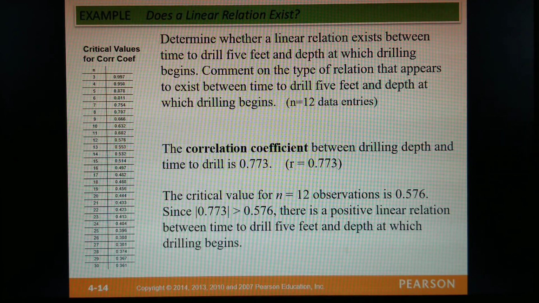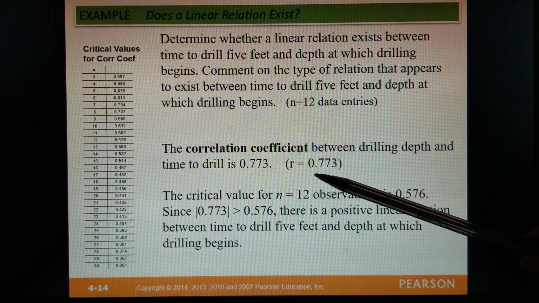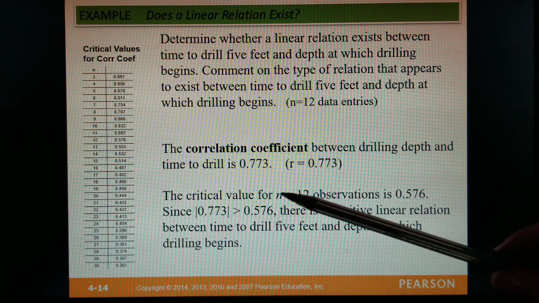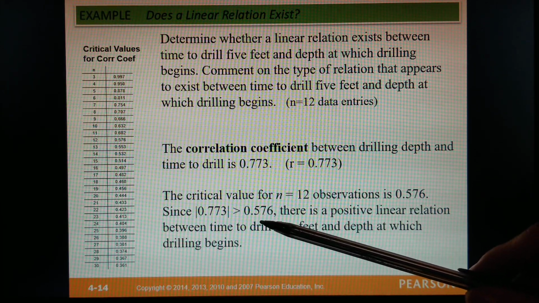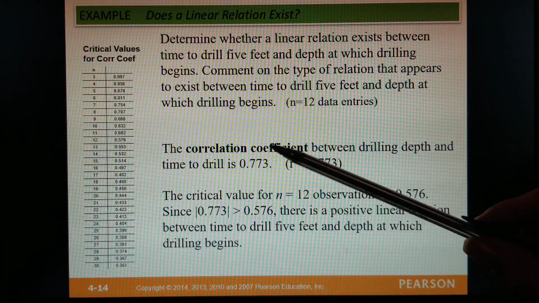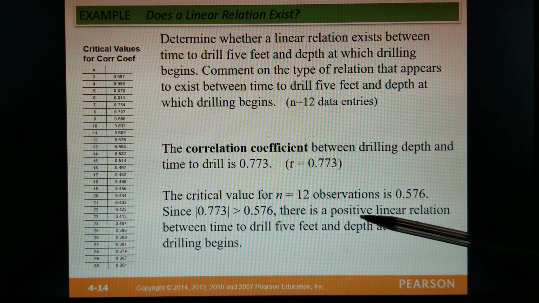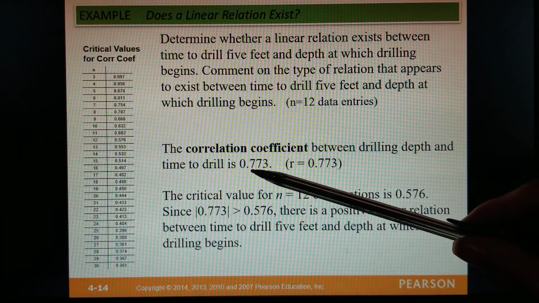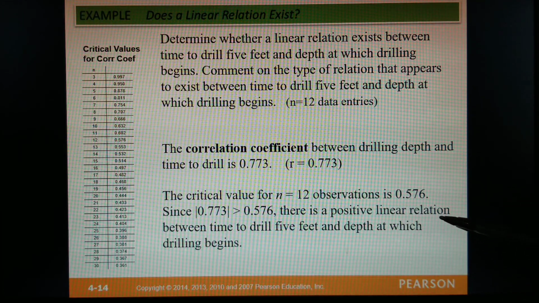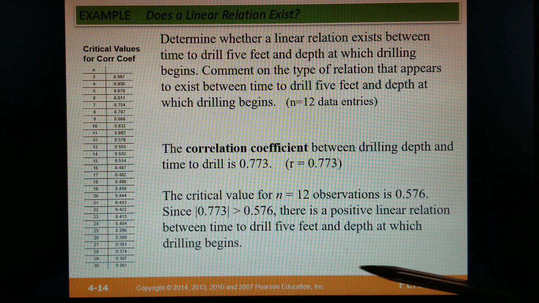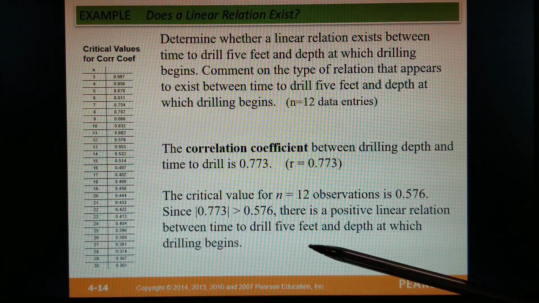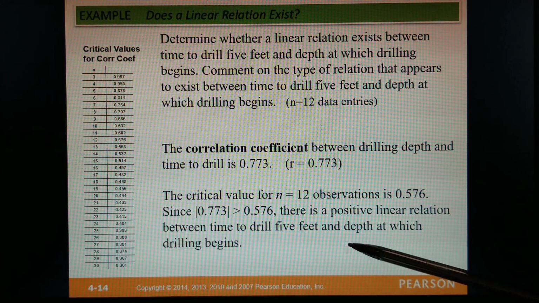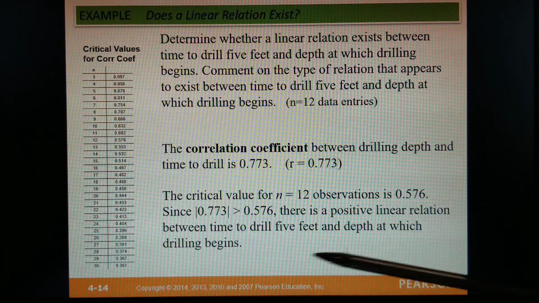Since that test statistic was 0.576, now see my absolute value of my correlation coefficient is greater than that test statistic. So if it is greater than, then there is a linear relationship between them. And then because this r was positive, we say that there is a positive linear relationship. If that r was negative, we would say there's a negative linear relationship. And again, this is the relationship between the time to drill an additional 5 feet and the depth at which the drilling begins.